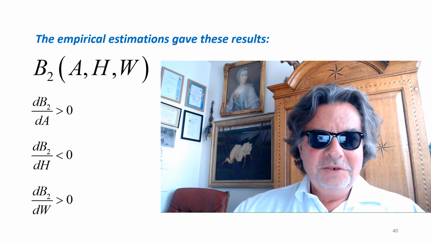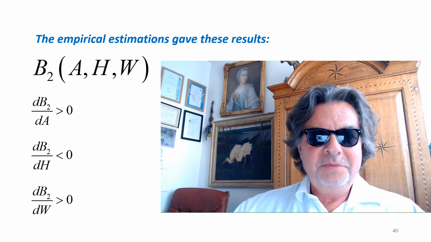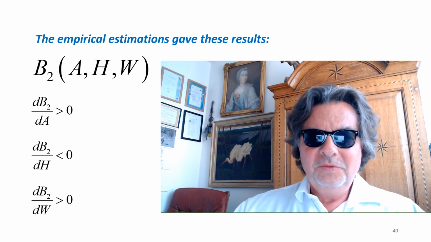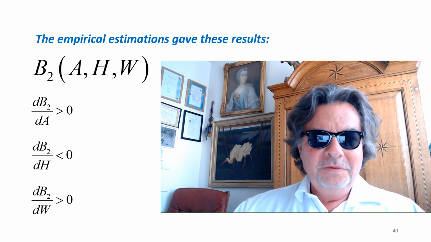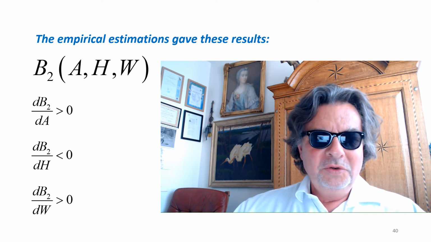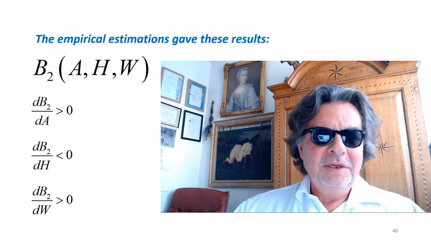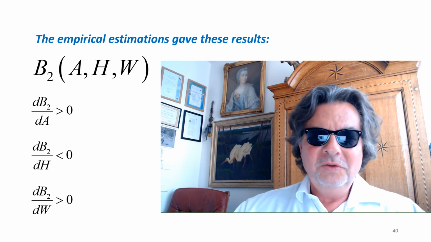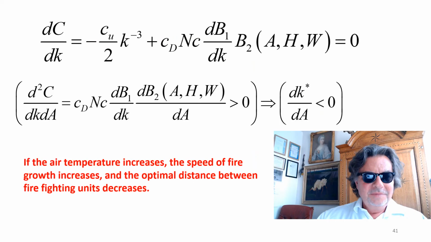The empirical estimations gave these results. We remember B2 as a function of air temperature, relative humidity and wind speed. And the derivative of B2 with respect to air temperature is strictly positive. The derivative of B2 with respect to relative humidity is strictly negative, and the derivative of B2 with respect to wind speed is strictly positive. Now we use the new empirical information and come to the following conclusion. If the air temperature increases, the speed of fire growth increases, and the optimal distance between firefighting units decreases.